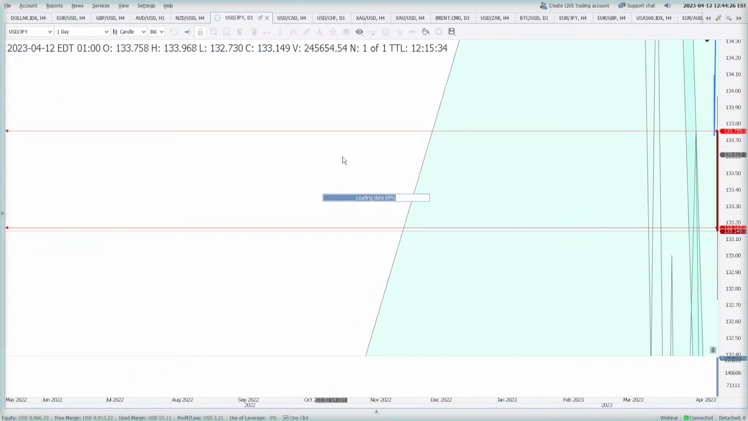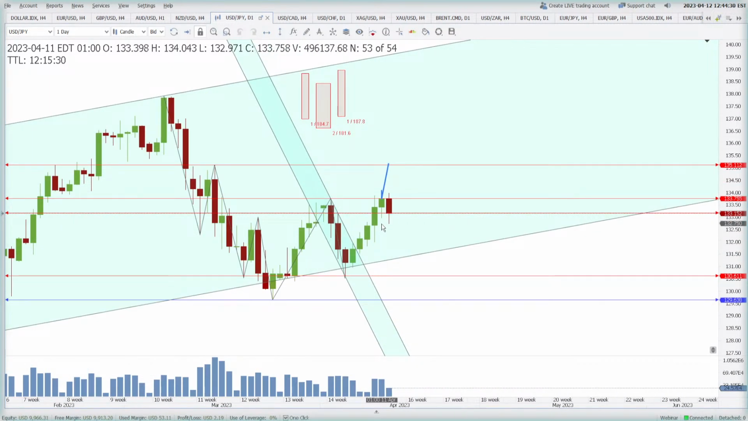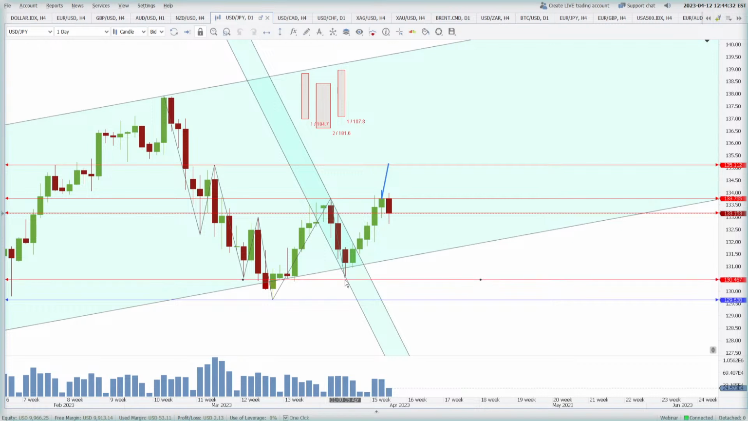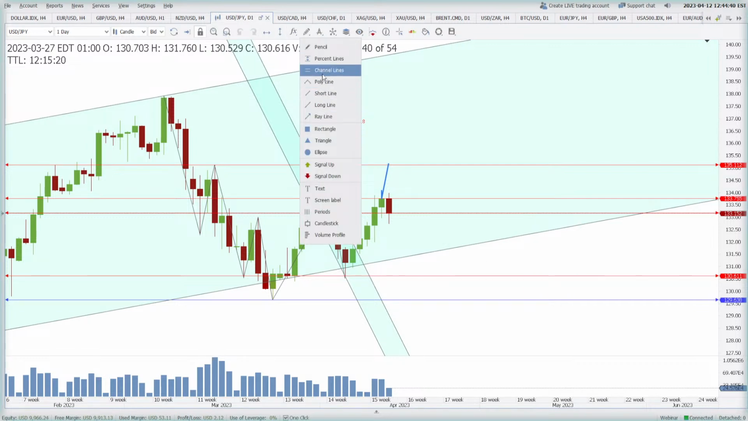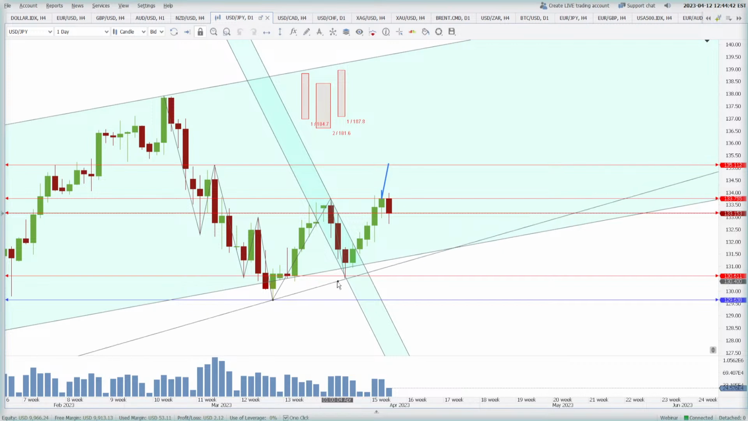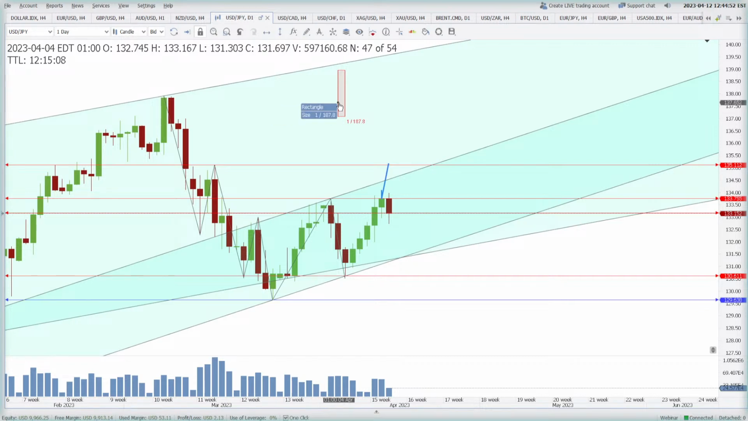On the daily, if you want to become a seller in this market, you need the price to break below this low here, which is around 130.61, and I think that's not going to happen anytime soon. So what you can do is make a channel joining these two and this high here. So something like this may now be expected in this market, guys. Let me clear the clutter. There is so much clutter on the USD JPY.